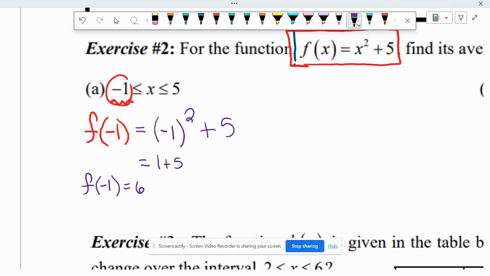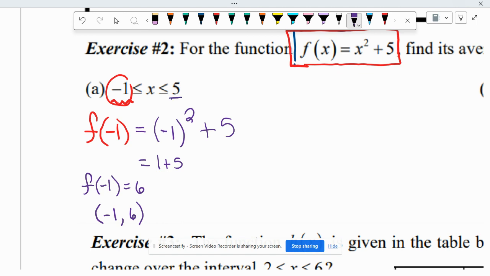What does that mean in terms of an ordered pair? -1, like that's the x value and the y value is 6. Yeah, when my input is -1, my output is 6. That's exactly what that means, right? So there's our first ordered pair.